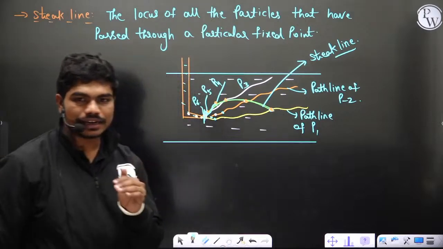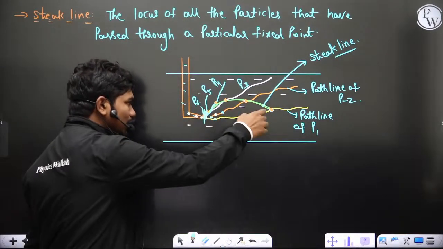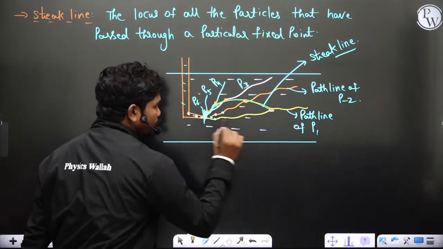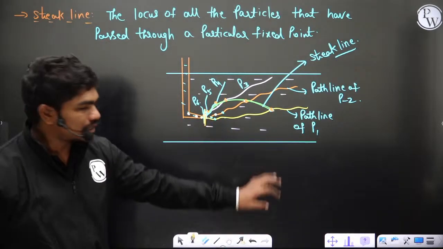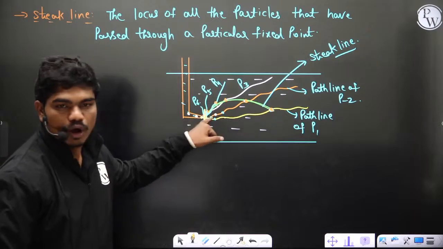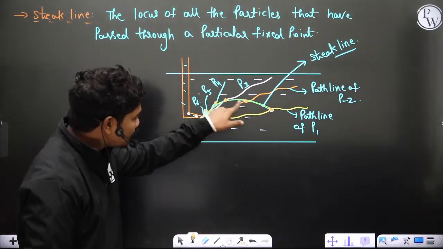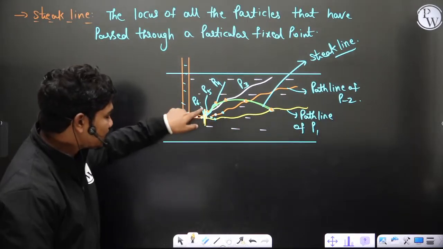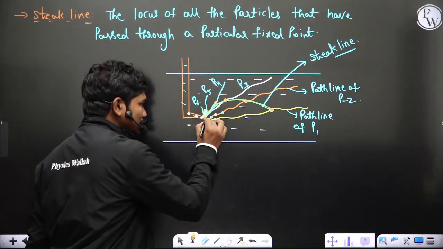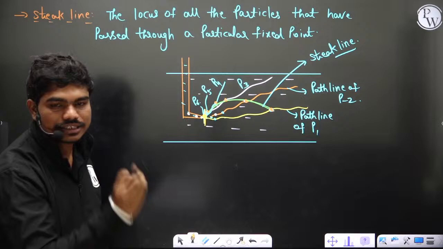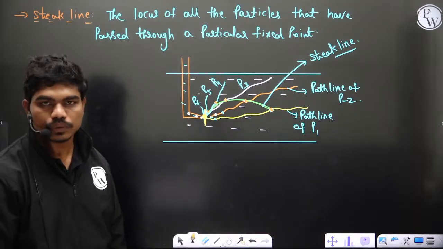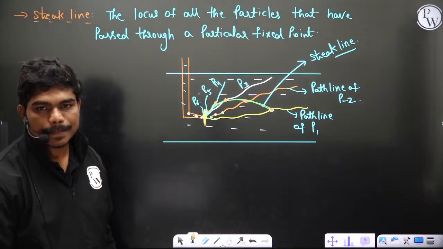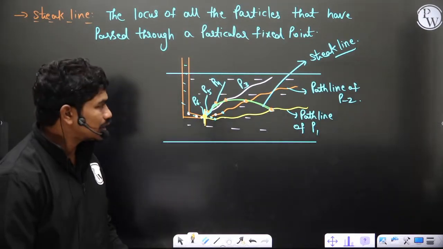Streak line is the locus, or basically the set of all points which pass through a fixed point in a flow. The common thing between all these points is that all these particles have come out to this particular point, and all these 6 particles have definitely passed through this point, which is the outlet of the injector, at some given time. Yes or no? Is this clear to all of you? Kalyani? Okay, so this is the streak line.